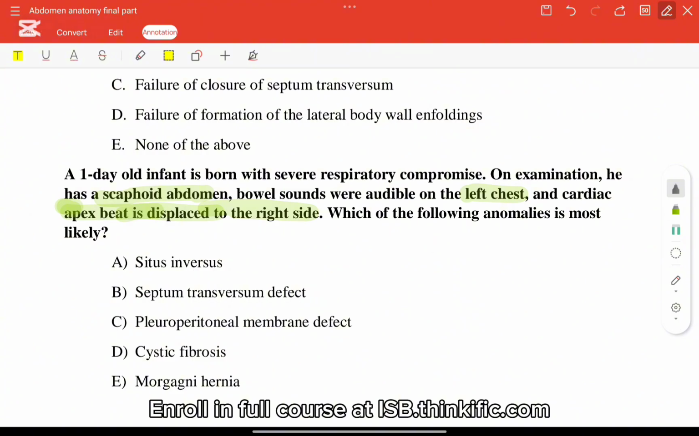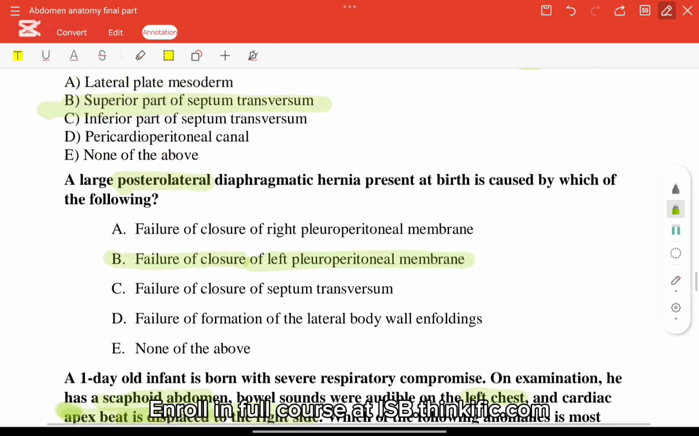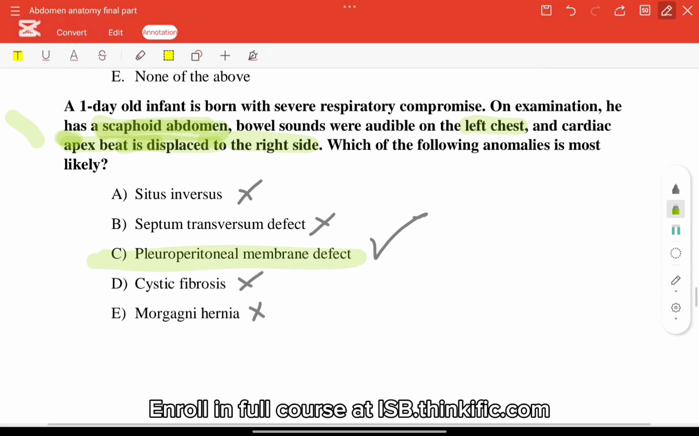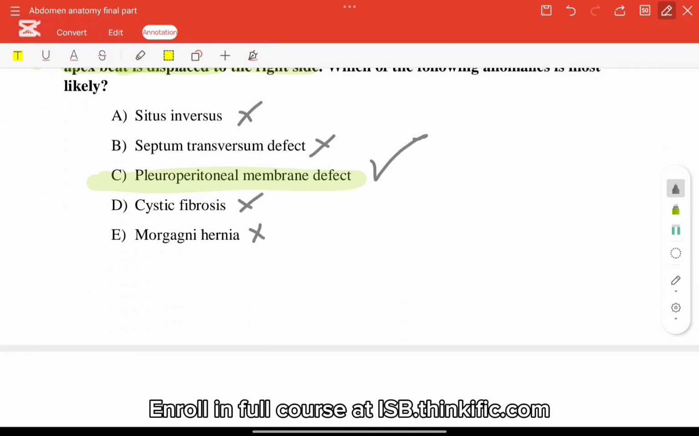So what do they want? They say situs inversus, septum transversum defect, pleuroperitoneal membrane defect, cystic fibrosis, Morgagni, no. So it is option C. Same question, but here it's direct, and here it's in a clinical scenario. The scaphoid abdomen is because when bowel moves to the chest, there's nothing to fill the tummy. So it appears like this, right? Scaphoid appears like this, the tummy, depressed.